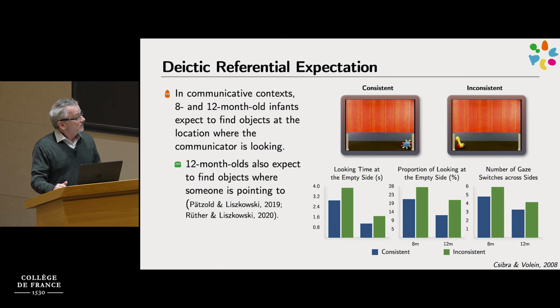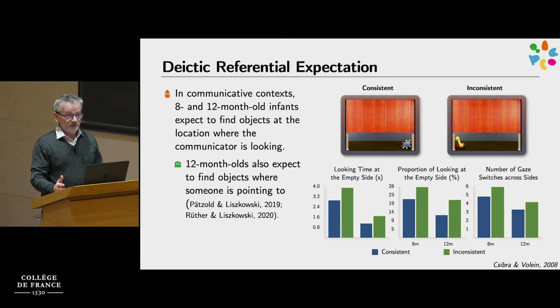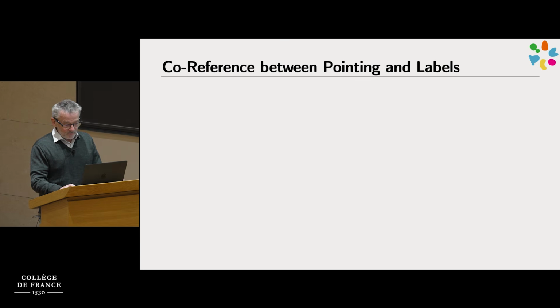The same kind of results can be shown not just by communicative looking, but also by another gesture, pointing, which is definitely used as a deictic signal in human communication. Now, you could say that even if infants follow the gaze and expect to find something there, it's not evidence that they interpret that object as a referent of the communication of the person. So we could try to test it in a different way, using two different communicative signals: deictic signals and labels.